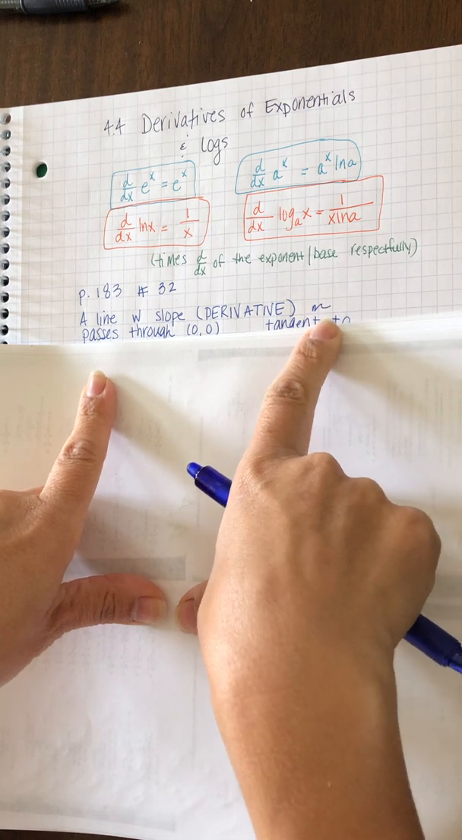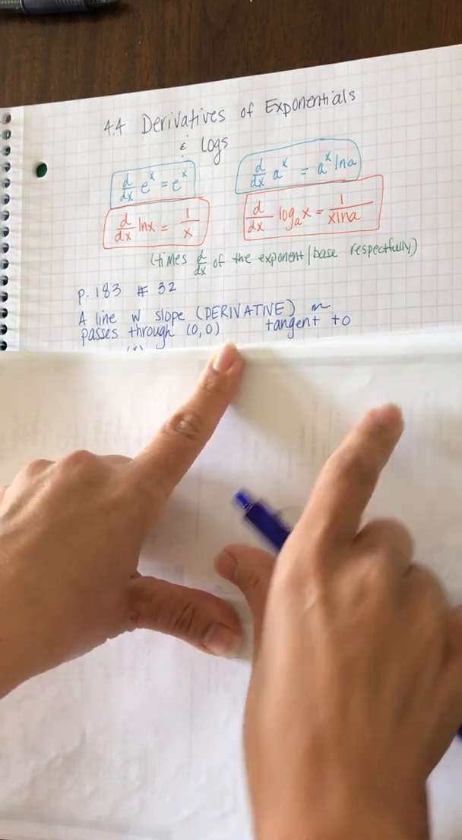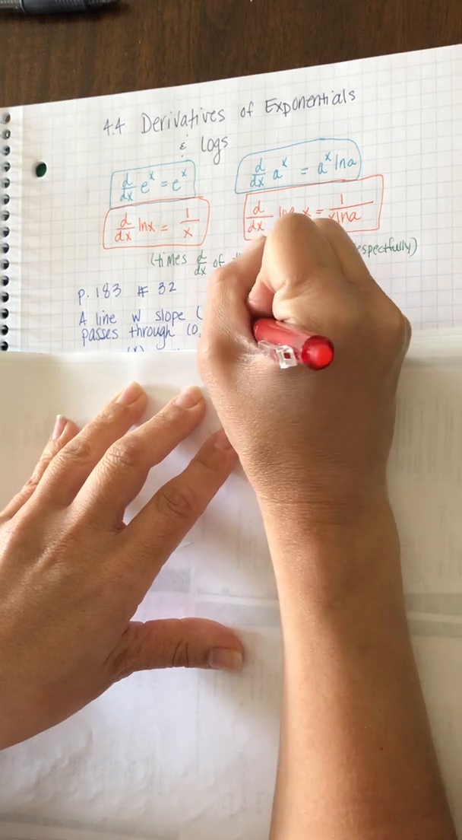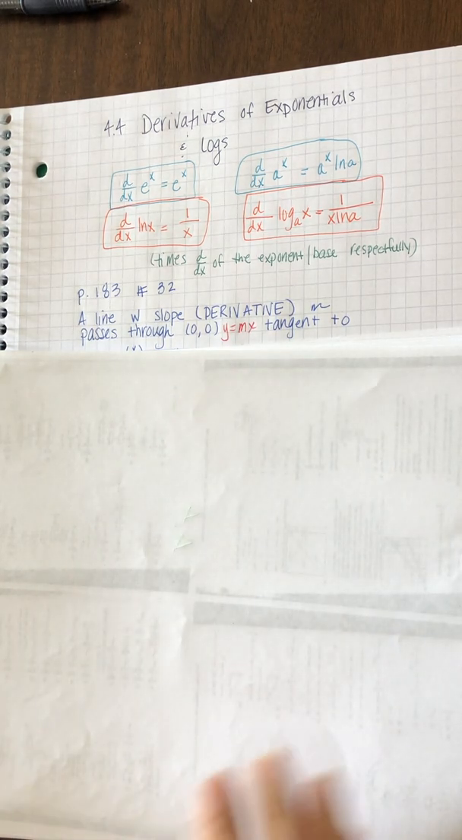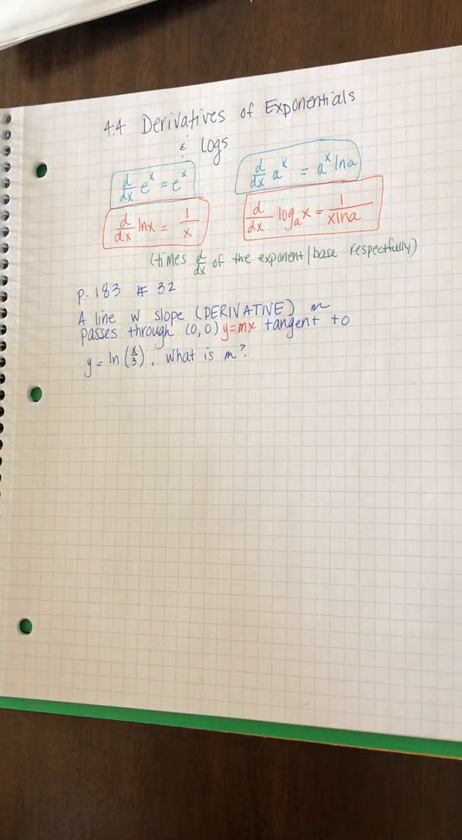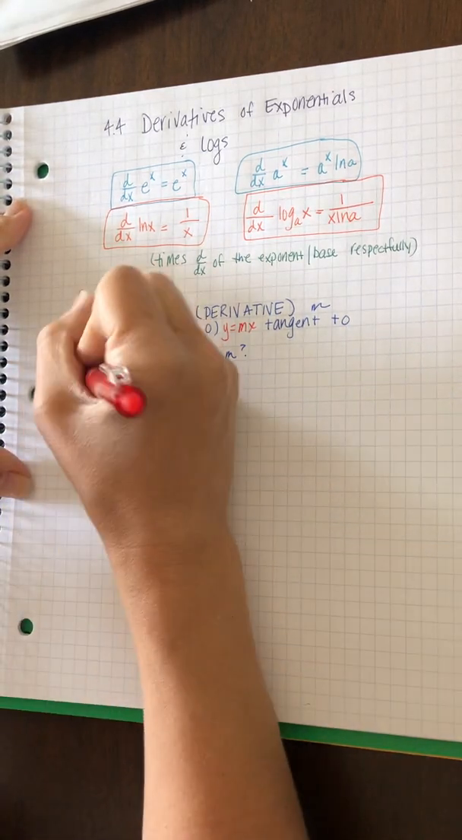A line with slope m passes through the origin, and I left a space. If it passes through the origin, this is called, you probably don't remember, a direct variation. It's y equals some slope times x. Okay, so that's already our generic equation for this line. And it's tangent to the natural log of x over 3, and we want to figure out what is the slope. So I am going to start by finding the derivative of the natural log of x over 3.